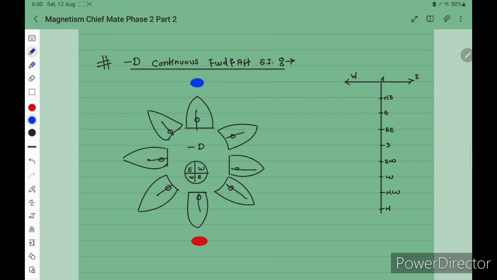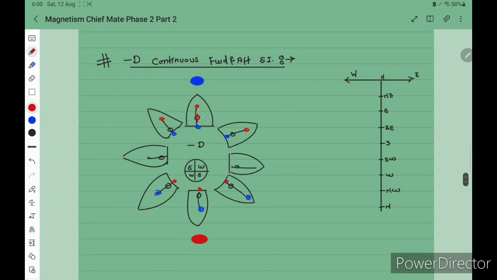Okay, where it entered, it will acquire the blue pole. So blue pole, where it leaves, acquire the red pole. Okay, here no effect, no deviation, because in line. Here it will attract westerly.